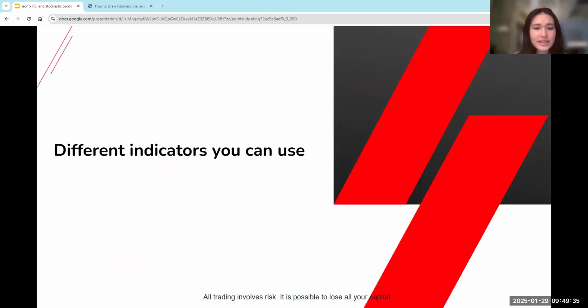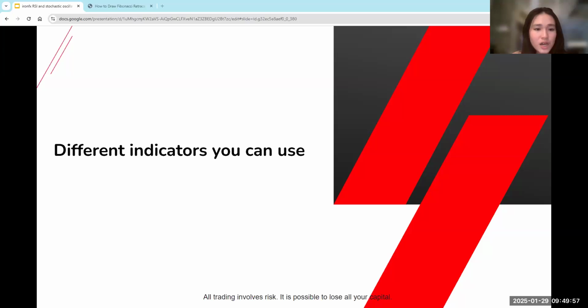So in the next couple of slides, I'll talk quite briefly about the different indicators that you can use to identify your trend. And then you can try it out on your own, and also see, choose what sticks. If it doesn't stick, just don't use it.